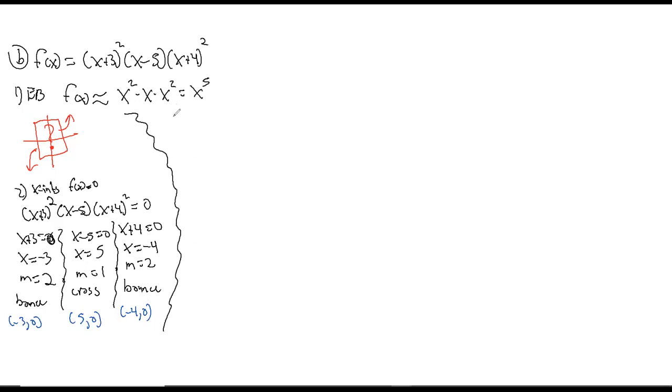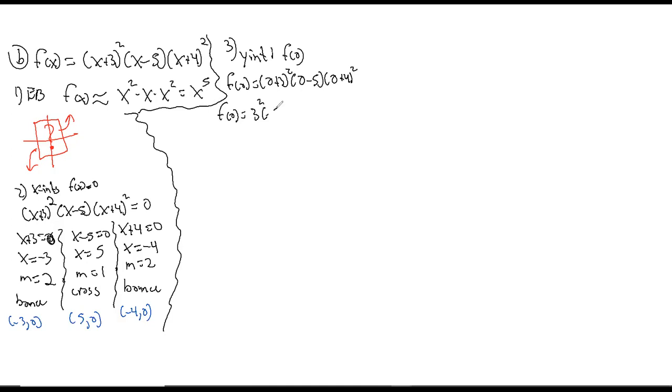Let's show step 3 here. So this is the y-intercept, which is finding f of 0. So that just plugs in 0 to the function. So f of 0 is 0 plus 3 squared times 0 minus 5 times 0 plus 4 squared, which is 3 squared times negative 5 times 4 squared.